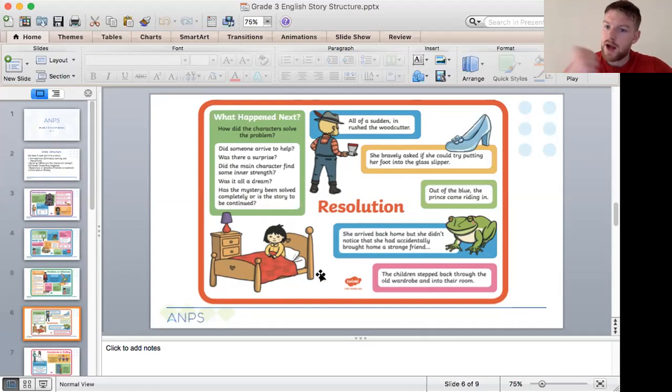Okay, so basically, how is the problem resolved? Did someone arrive to help? Was there a surprise? Did the main character find some inner strength? Was it all a dream? What happened? How was the problem resolved?